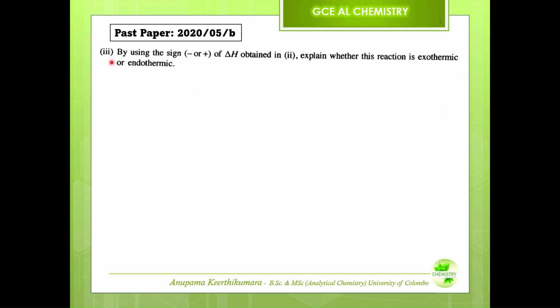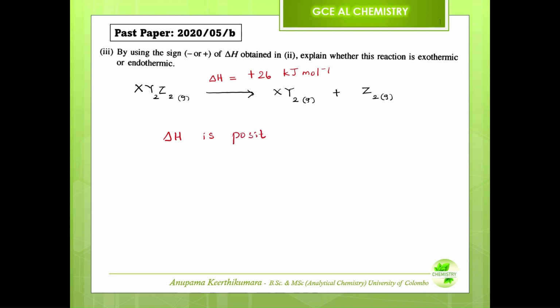Question number 3. By using the sign of delta H obtained in question number 2, explain whether this reaction is exothermic or endothermic. Enthalpy change of this reaction is positive 26 kilojoules per mole. As we can see, delta H is positive. Therefore, this reaction is endothermic.